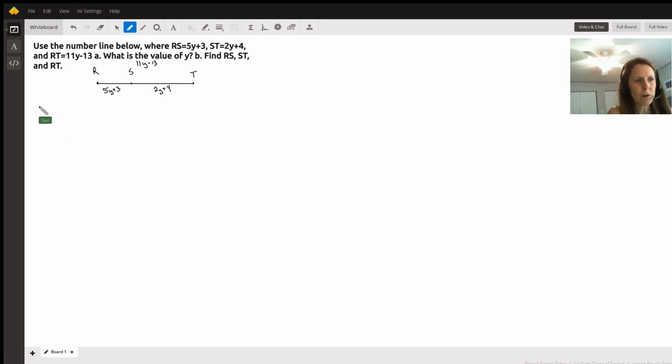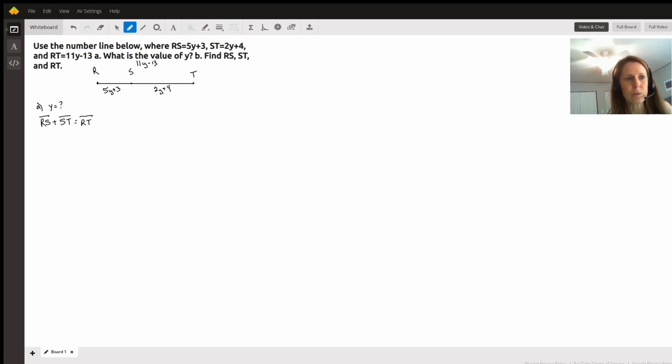So we need to solve two problems. The first problem is we need to find the value of y. We're going to use our segment addition postulate to write an equation, then solve the equation for y. What we know is that line segment RS plus line segment ST, if we add those together, we will get the entire line segment RT. So this is what our equation looks like for the line segments.